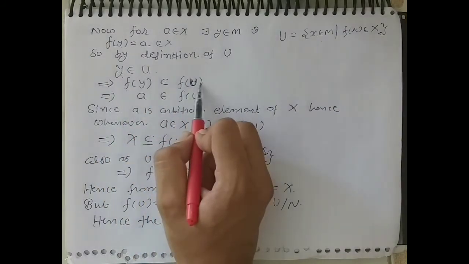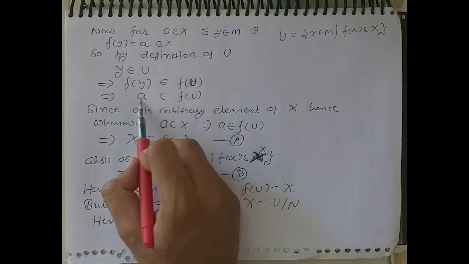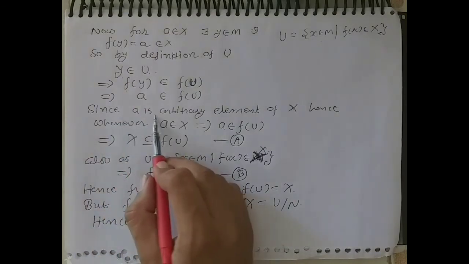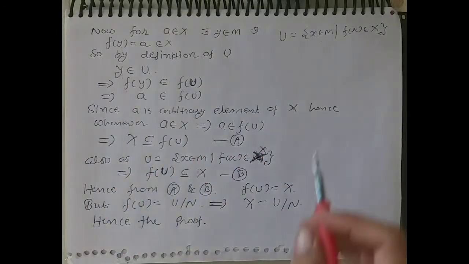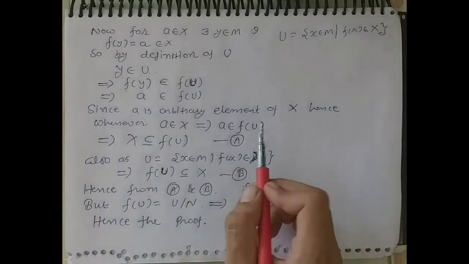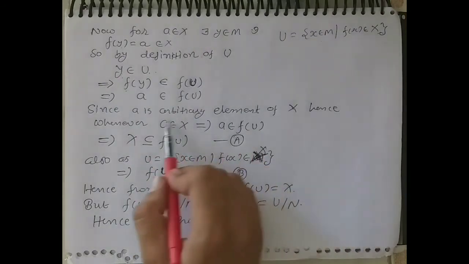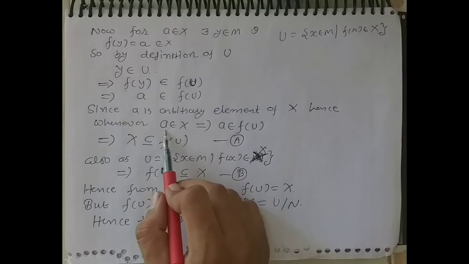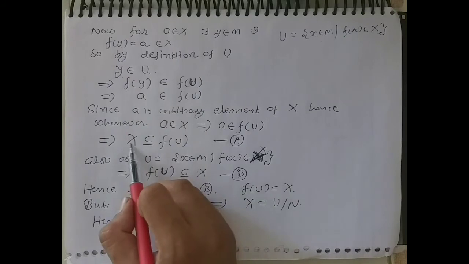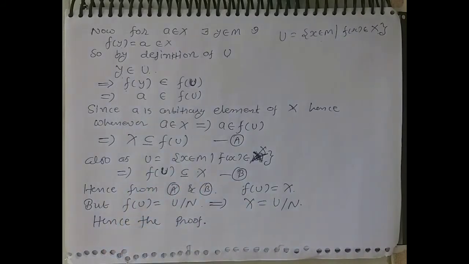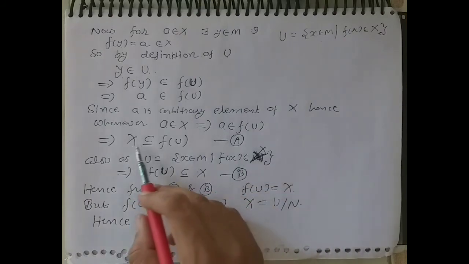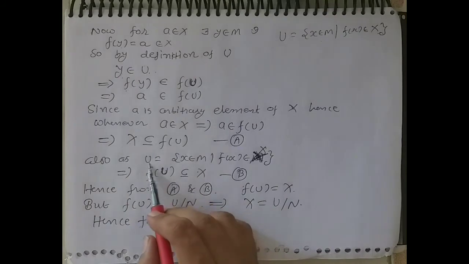Now again apply the canonical mapping on y, then f of y belongs to f of U. But f of y is equal to a, so a belongs to f of U. Since a is an arbitrary element of X, whenever a belongs to X this implies that a belongs to f of U. This means that X is a subset of f of U. This is given the name result a.